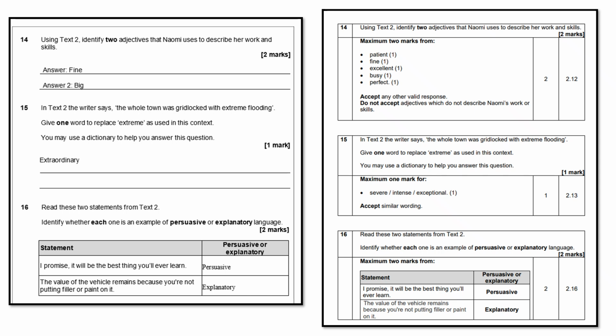Question 16 is an objective test question, and this is recognizing vocabulary associated with specific types and purposes of text. And here the learner must state whether each of the 2 statements given is an example of persuasive or explanatory language. There is only 1 correct answer. In this case, the learner has them both correct.